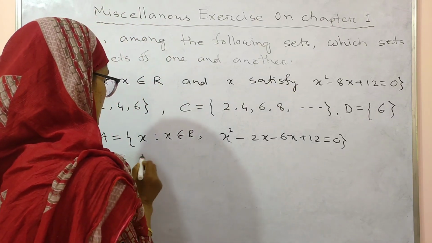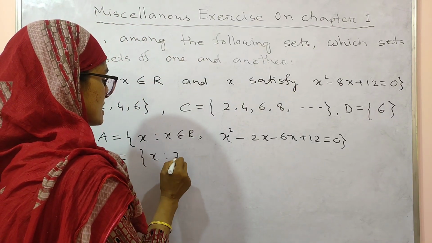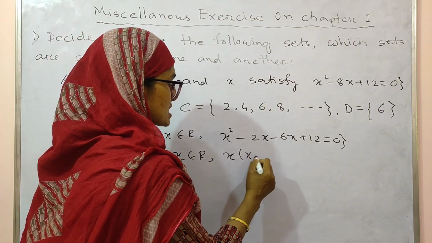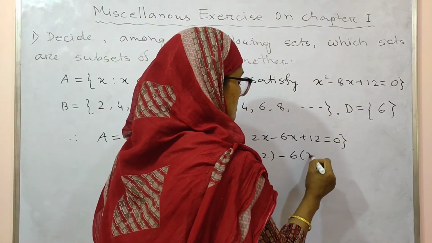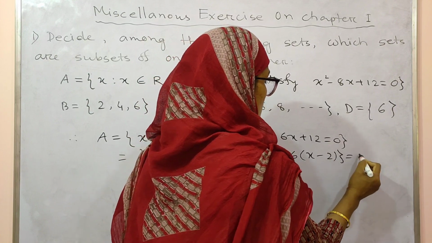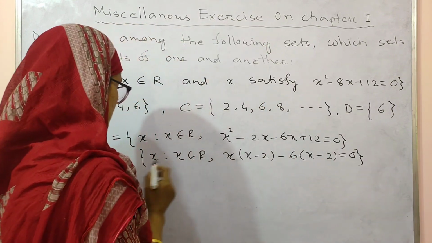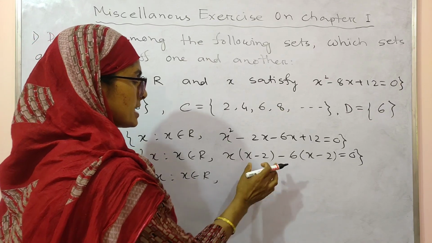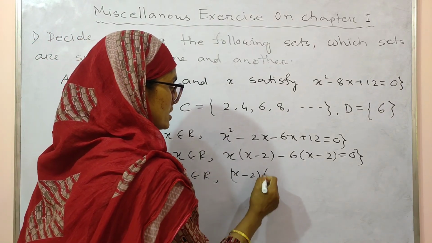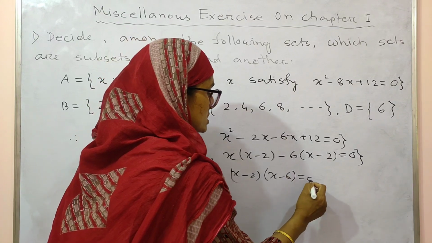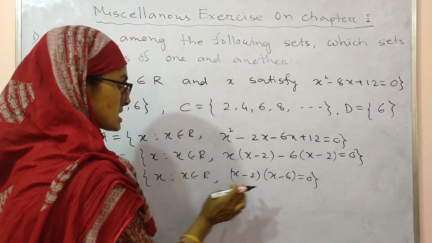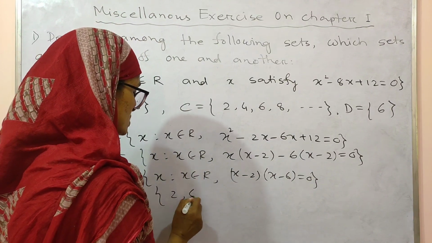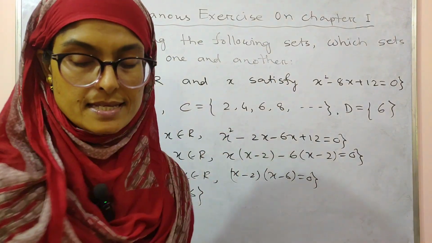Or you can write this as the set of x such that x belongs to R. Here if you take x common, you will get x(x minus 2) minus 6(x minus 2) equals 0. Next, you will get (x minus 2)(x minus 6) equals 0. So you will get the values of x equal to 2 and 6. So A equals {2, 6}.